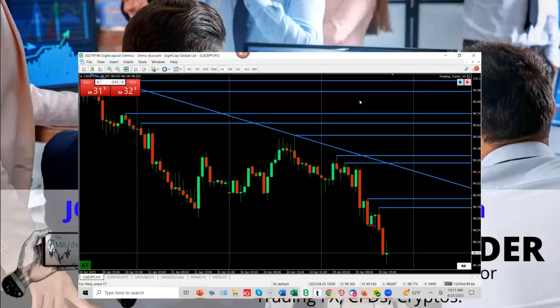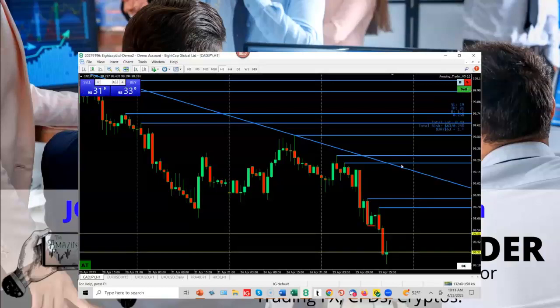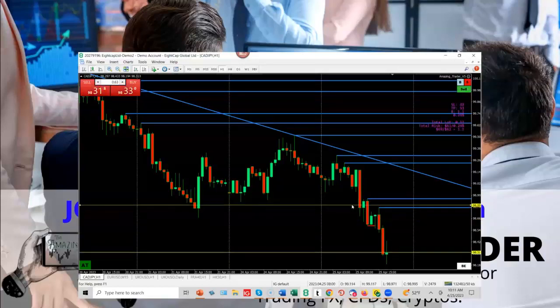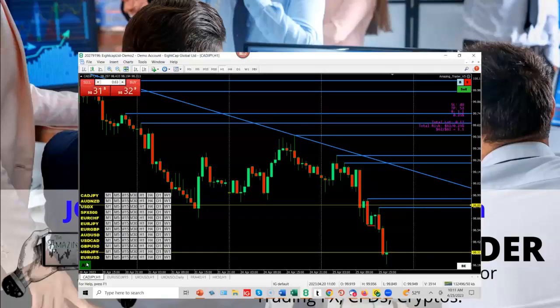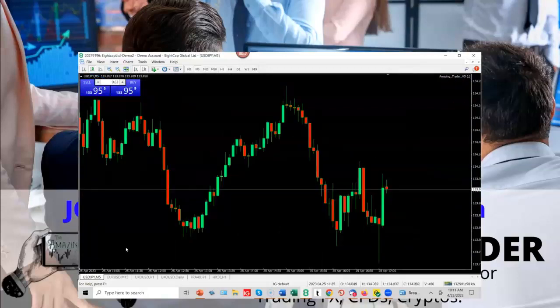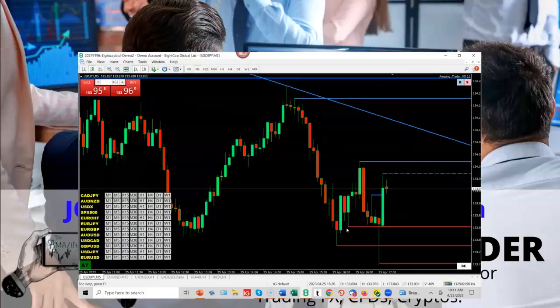You can see right here how we are moving to the downside. You want to play it again here. You'd have to put your stop above this level here. Your take profit requires a new low for the move. We look at dollar yen, which is lagging. It's gaining on all of its crosses.